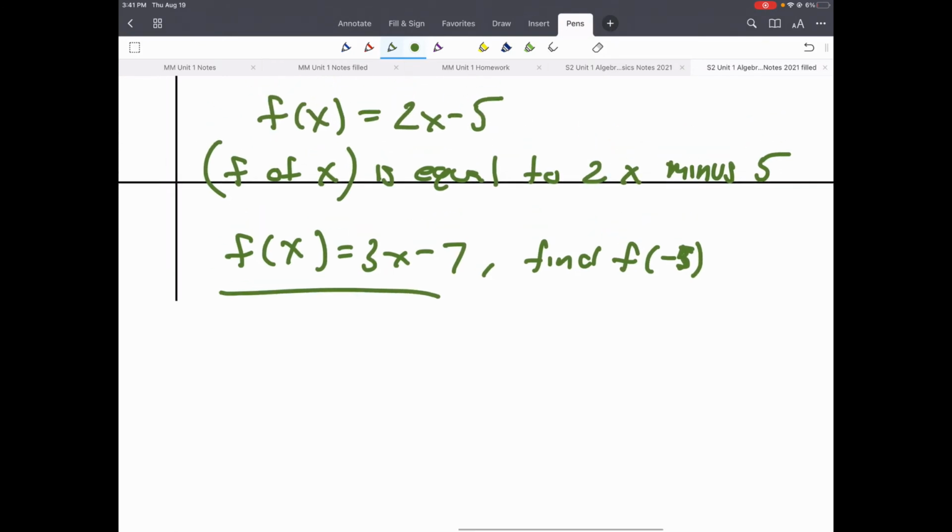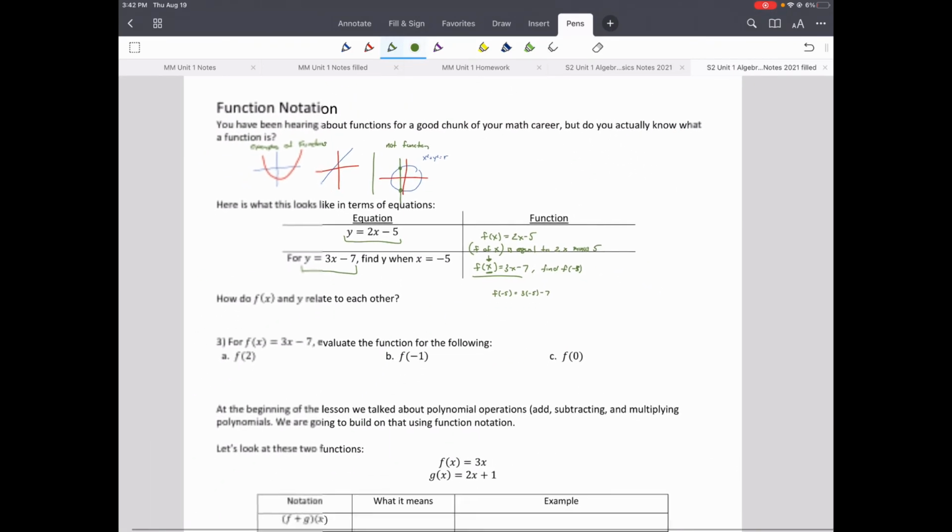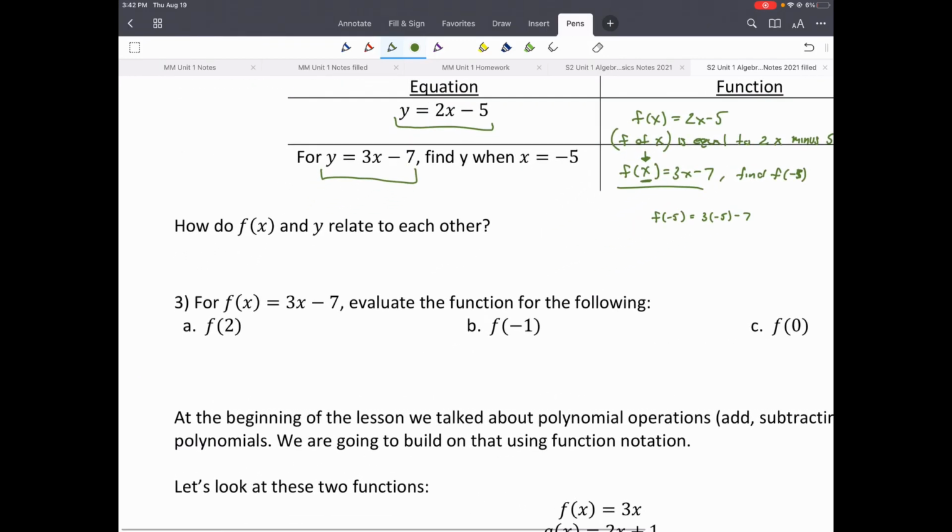When we talk about function notation, this is just telling us what our variable is. So when we end up doing a problem like this, how we would do it is we would say f of negative 5 is equal to 3 times negative 5 minus 7. So all we're doing is substitution. All we're doing is we're substituting that negative 5 in for what x is. Okay? So how do they relate? How does y and f of x relate to each other? Well, they're exactly the same. It's just a different way to explain it or to use it, okay?